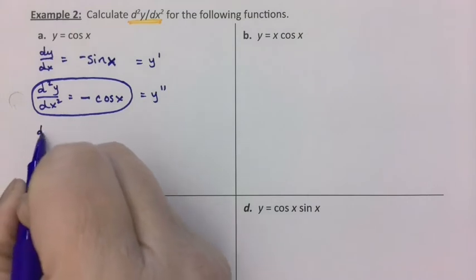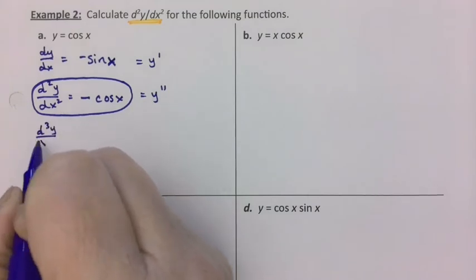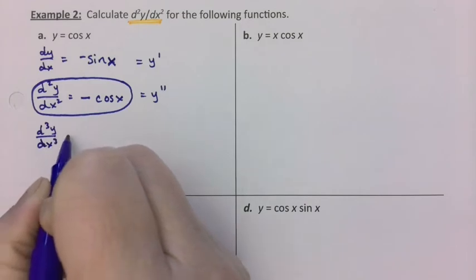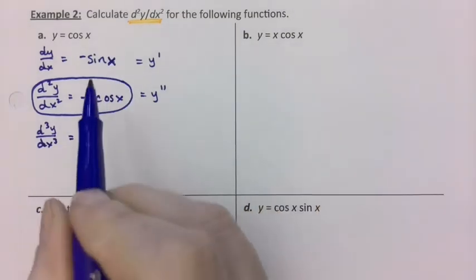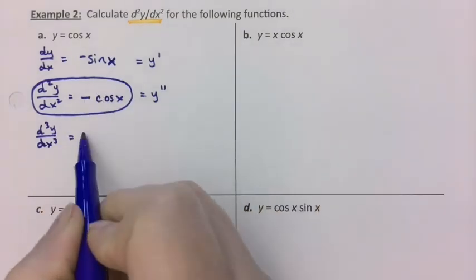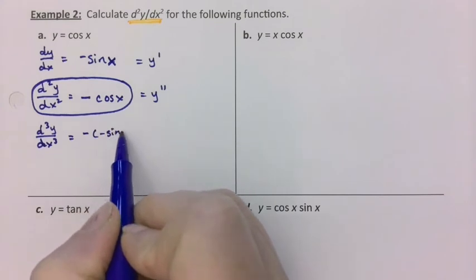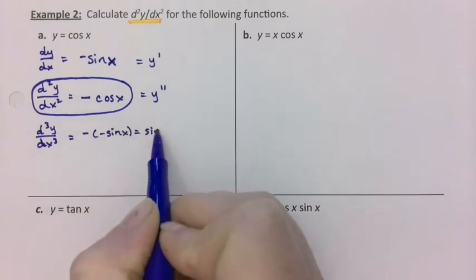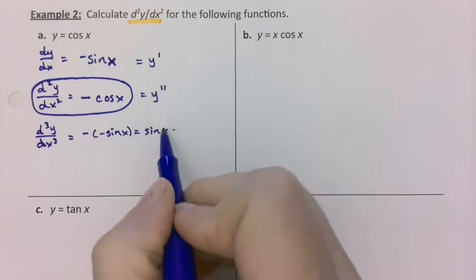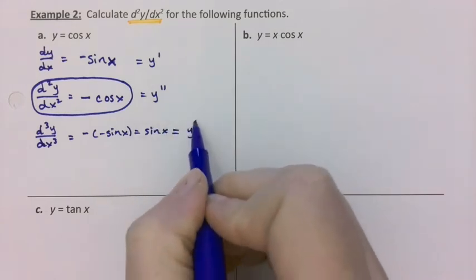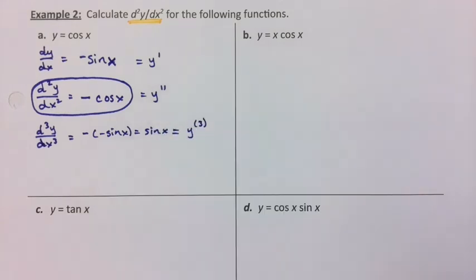So we'd have d cubed y over dx cubed, which is the derivative of cosine is negative sine. So that'd be negative sine of x. In other words, it'd be negative sine of x, right? Which would be y triple prime or y to the third derivative.